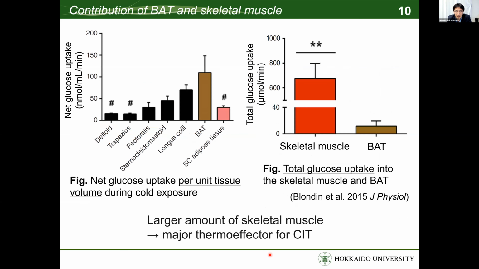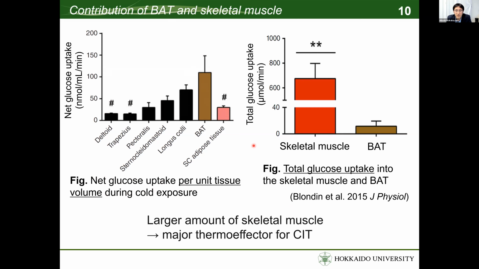This is the study conducted by Blondin and his colleague. And they focused on the contribution of brown adipose tissue and skeletal muscle. The left figure shows the net glucose uptake per unit tissue volume during cold exposure. And as you can see, the BAT shows the highest glucose uptake compared to the other organs, the skeletal muscle or subcutaneous fat.